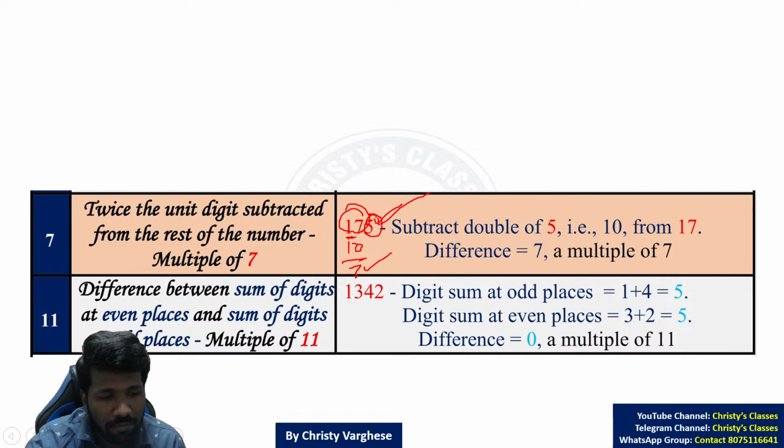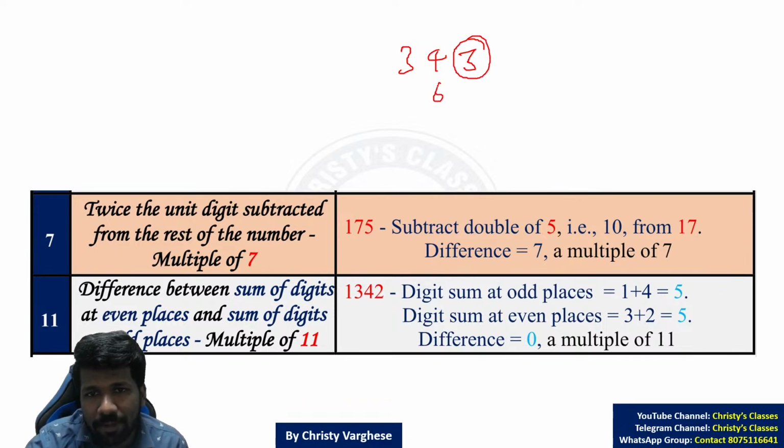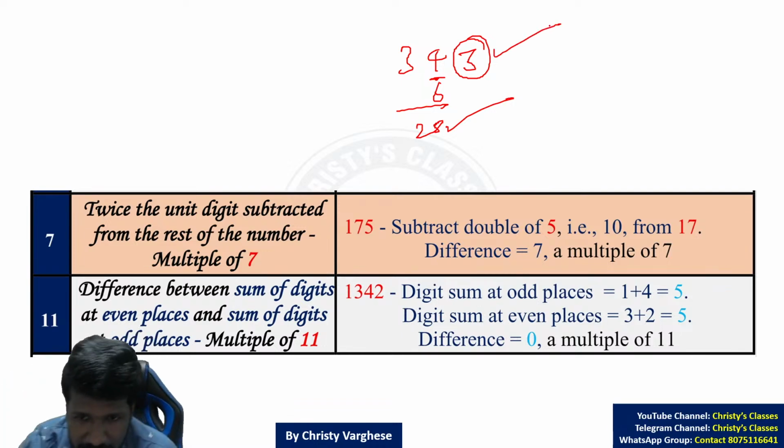One more example I will show you. 343. I hope all of you know 343 is divisible by 7. But let us check. 3 doubled is 6. Subtract it from 34. 34 minus 6 is 28. 28 is divisible by 7. So 343 is also divisible by 7. That is the test of divisibility of 7.